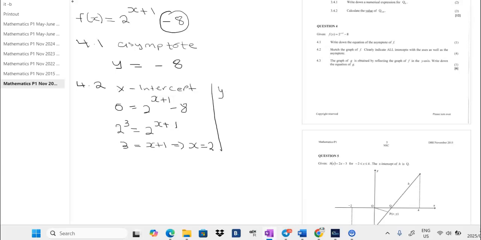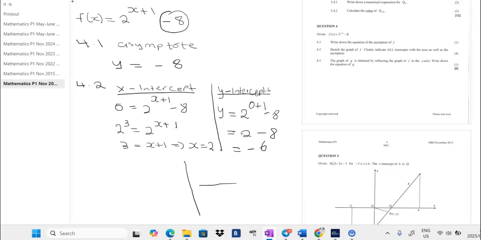Now we need to find the y-intercept. For our y-intercept, we let x be 0. Then we're going to have 0 plus 1, minus 8. So we're having 2 to the power of 1, minus 8. This is -6. So we have our intercepts, and we have our asymptote. Let's try and sketch the graph.